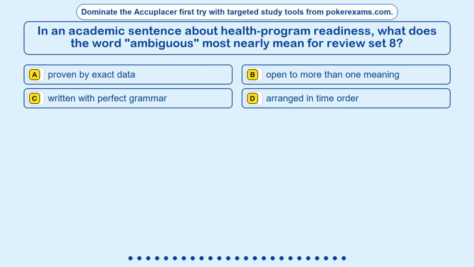Question 15. In an academic sentence about health program readiness, what does the word ambiguous most nearly mean for review set 8? Option A. Proven by exact data. Option B. Open to more than one meaning. Option C. Written with perfect grammar. Option D. Arranged in time order.